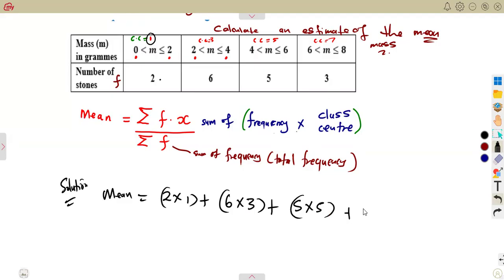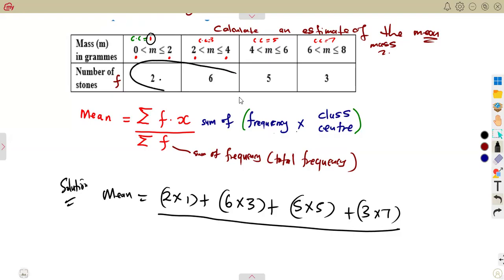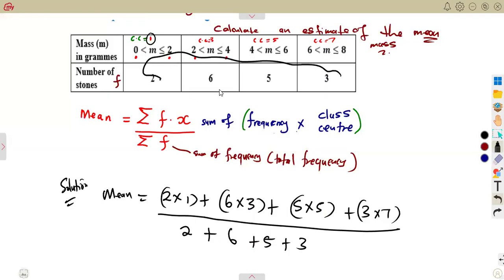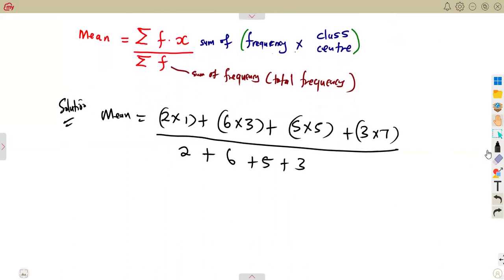Plus the frequency 3, because this is the sum now, you're adding 3 times 7. Frequency times class center, frequency times class center. Everything over the sum of frequency, which is the total frequency. The frequency as it is, you are just adding 2 plus 6 plus 5 plus 3. You add the frequencies that you are given. So that's how you can calculate your mean, just like that.